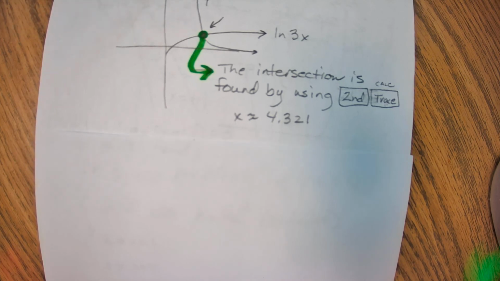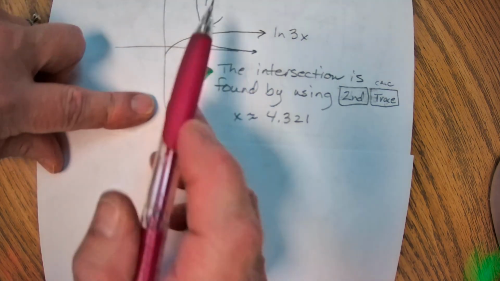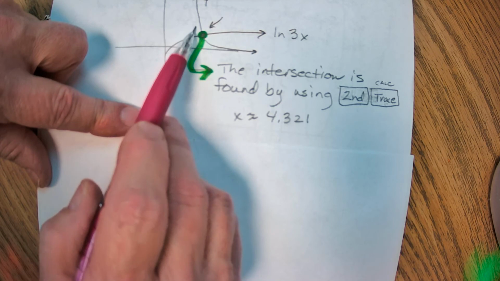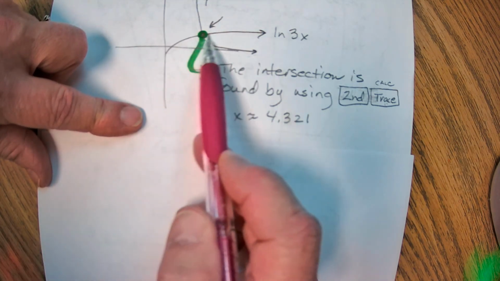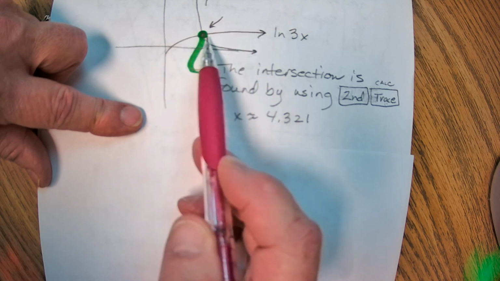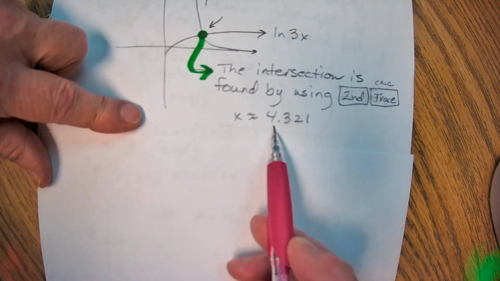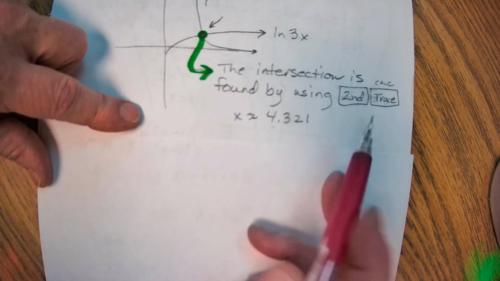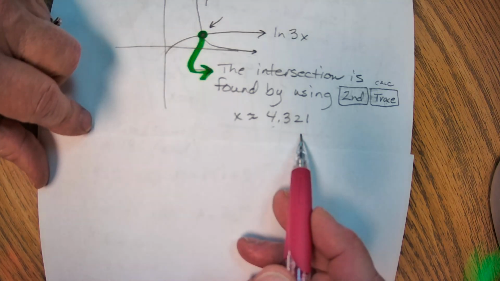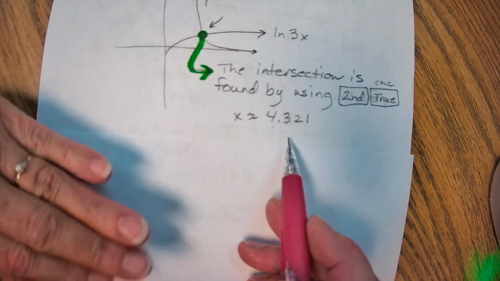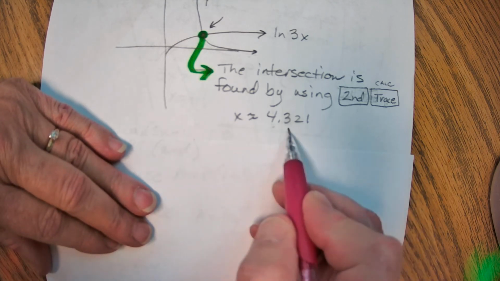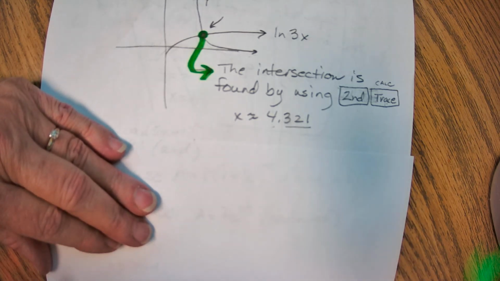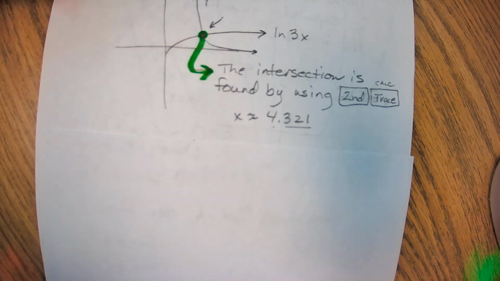And when I did that, I found the intersection of, this is 4 raised to the negative x plus 5, and this is the natural log of 3x. Here's where they intersect. x is approximately 4.321. It's generally accepted, I guess, when you're doing logarithmic functions, that you round to the nearest thousandth. Okay.